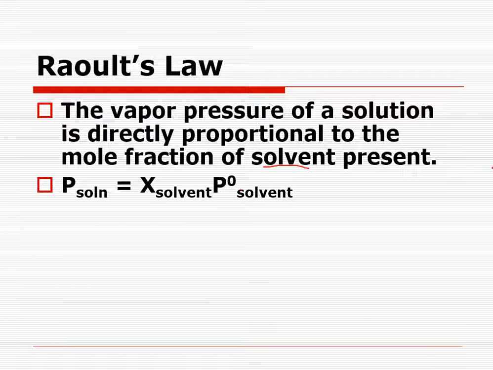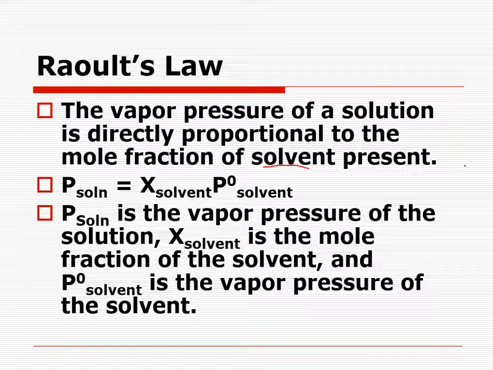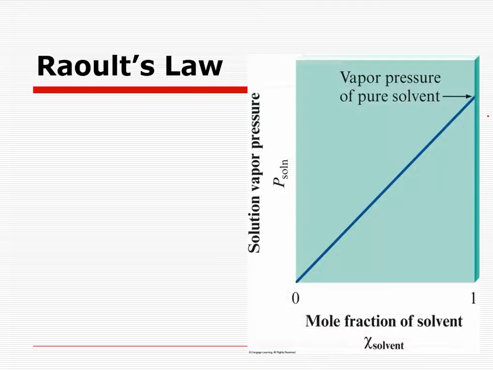Just a variety of things that you could do. Just be able to manipulate that equation, and we'll look at some examples here. And this bullet is just telling what all those components are. Okay. All right, so here is just a graph depicting the idea behind Raoult's law.